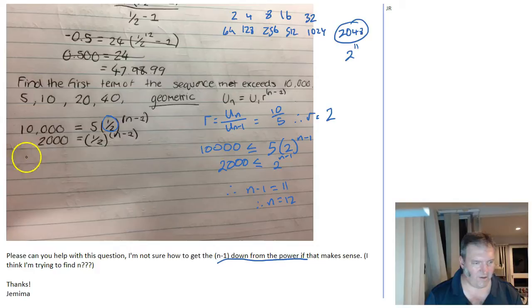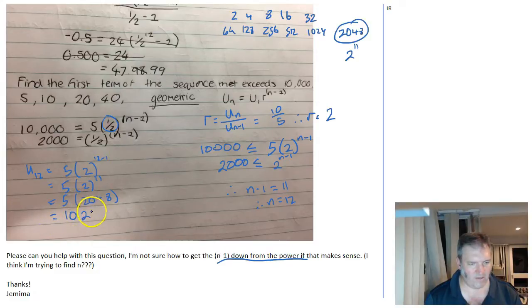What do I get when I calculate u_12? Well, it's 5 multiplied by 2, and we've chosen that it must be to the power of 12 minus 1. So that's 5 times 2 to the power of 11. 5 multiplied by 2048, and yeah, we've got 10,240, so we know we've exceeded it and we've done well.